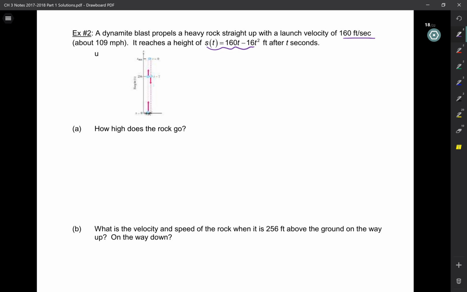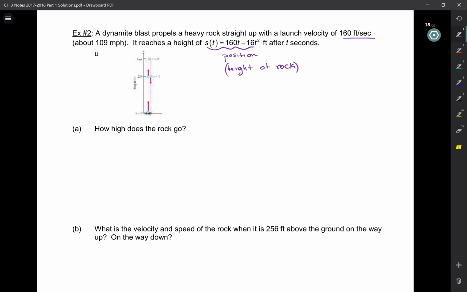Okay, so this is the position, right? Now we're not going horizontally, we're going vertically up and down, right? So this is the position. This is the height of the rock. So I can very easily, if I wanted to, at t equals 5, plug 5 in there and figure out how high it is, right? Now, this says, how high does the rock go?